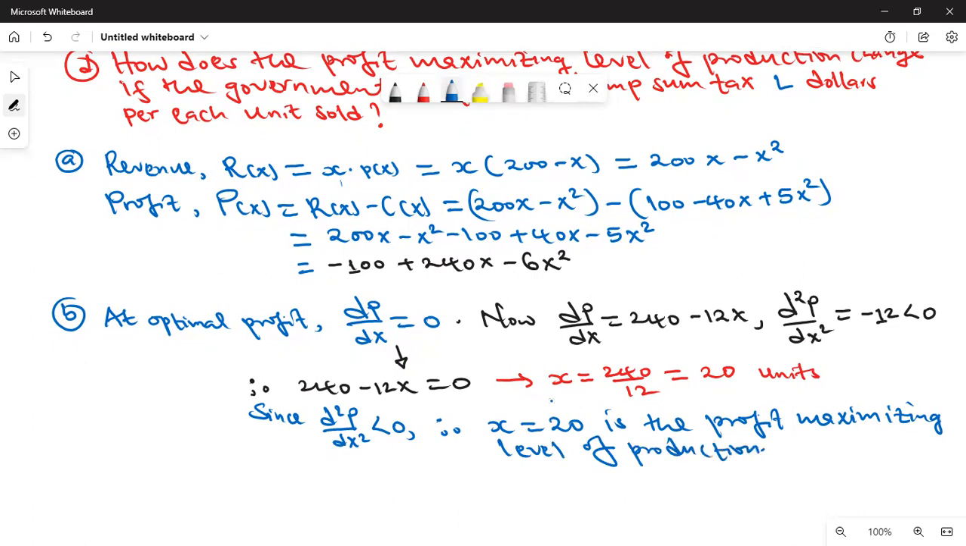That for you to maximize the profit, then you must be able to produce and sell 20 units. You can now be able to advise the company, because every company aims at maximizing profit, maximizing revenue, while minimizing cost. So we also need to know the maximum profit.